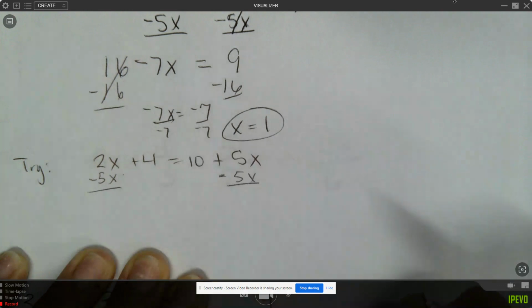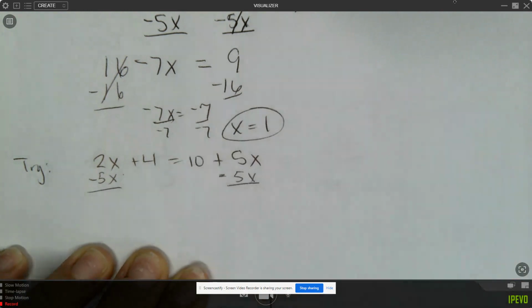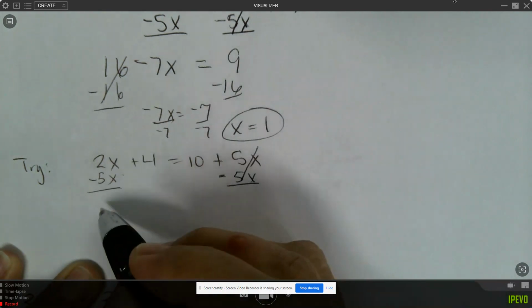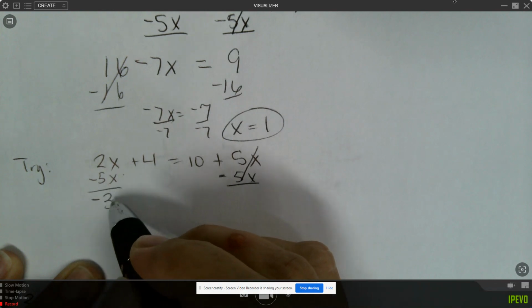Okay, some math teachers tell you to move the smaller of the two. So it's up to you. If you'd rather do that, that's fine. I will always tell you to move it to the left because I know what's coming up next. All right, so 2 minus 5 is a negative 3x.